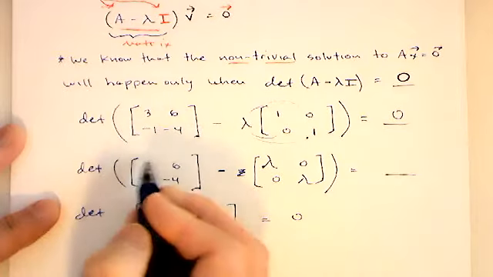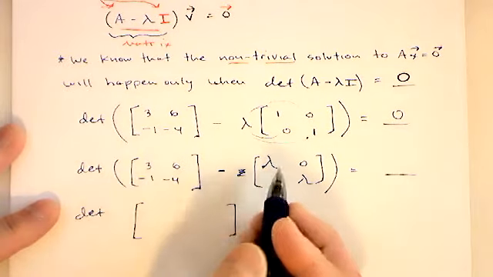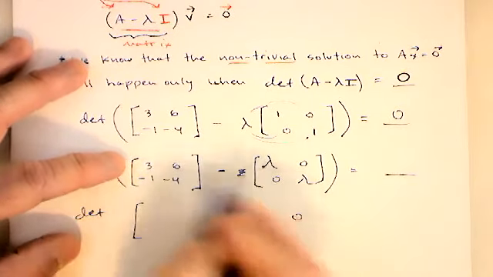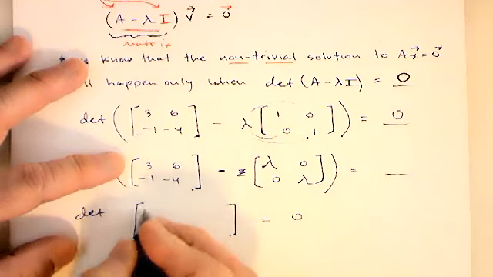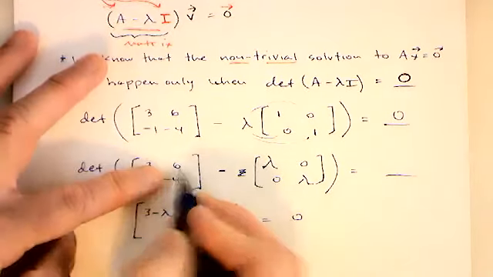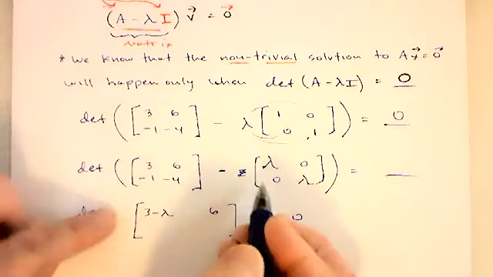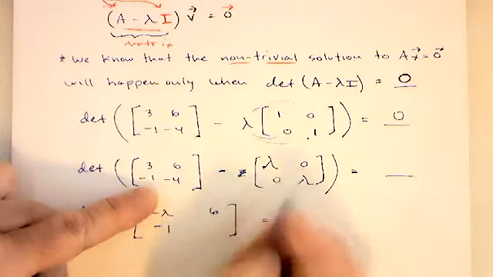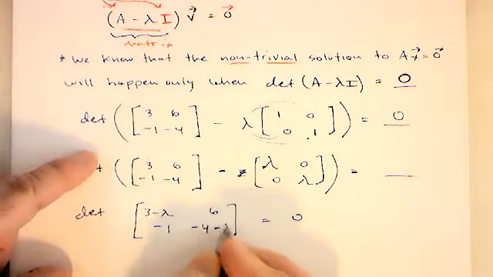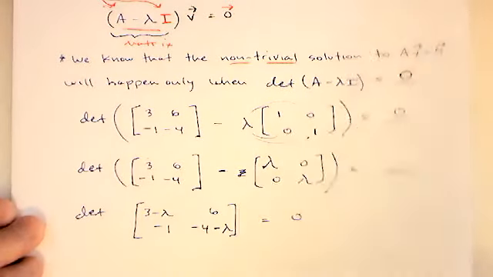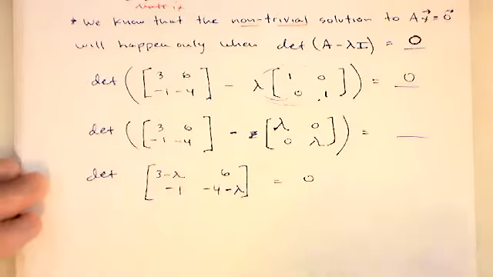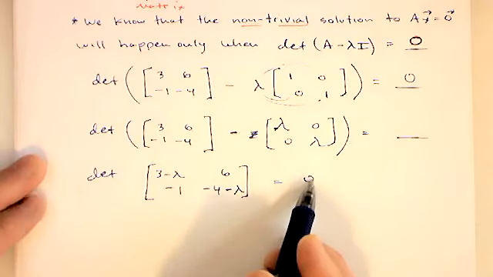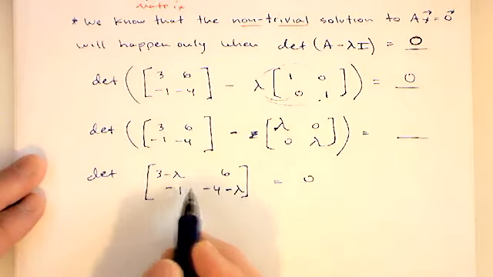And we know that as long as I have the same dimensions, 2 by 2 minus a 2 by 2, I can just subtract in the correct position. So for my upper left, that's going to be 3 minus lambda. 6 minus 0 is 6. -1 minus 0 is -1. -4 minus lambda is going to be this entry. So in this case, I will get non-trivial solutions whenever the determinant of this is equal to 0. So let's find that determinant.